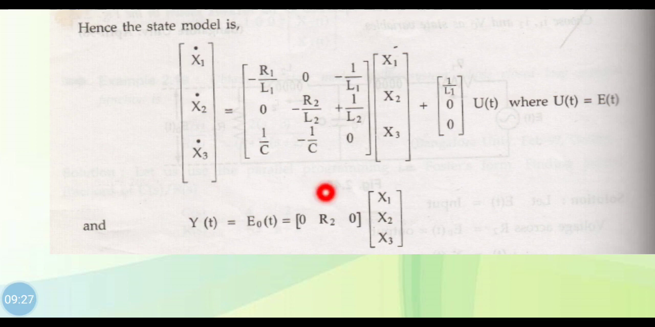Now Y of t is equal to E naught of t, which is equal to 0 R2 0 times x1 x2 x3. So what is Y of t? E naught of t is nothing but the voltage across the resistor that is taken. So only R2 is present with the x2 term, and the remaining x1 and x3 are zeros.